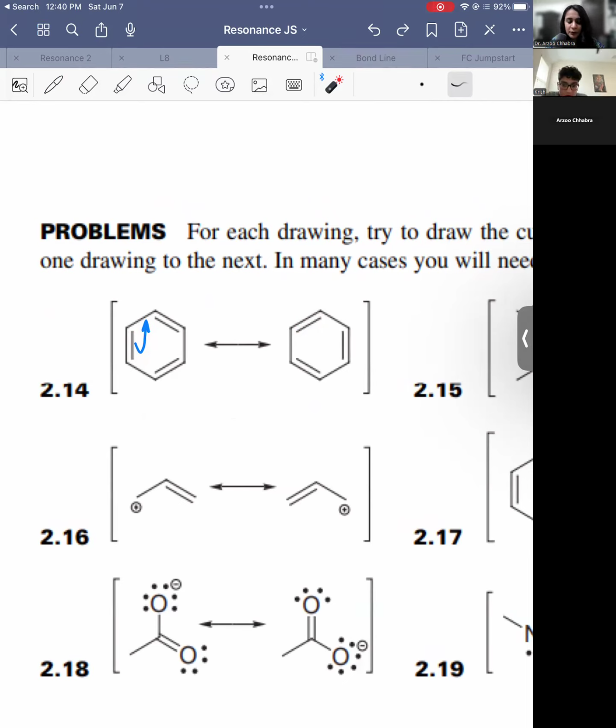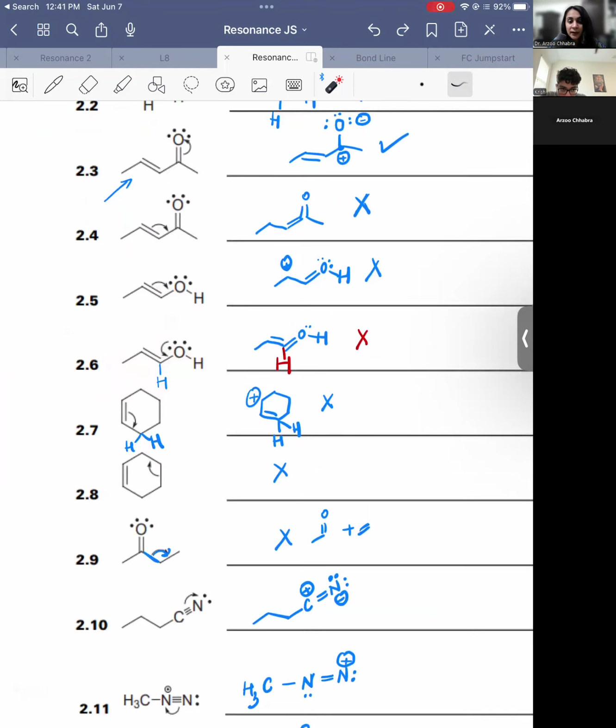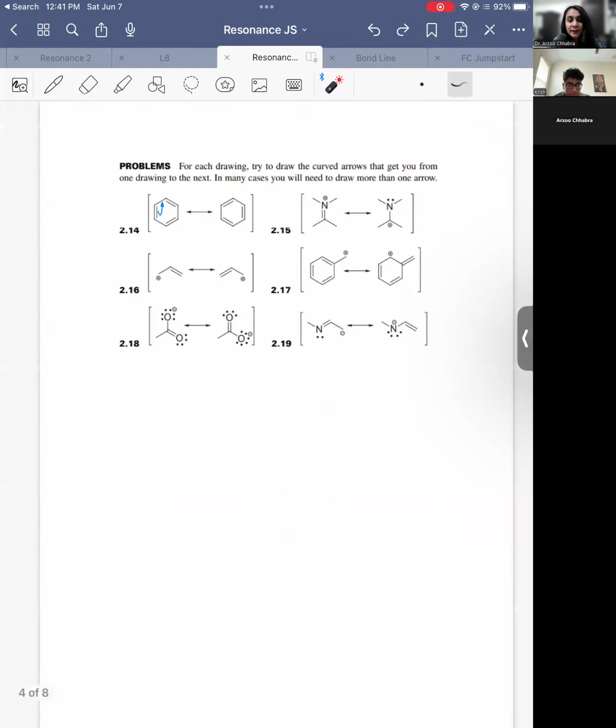Well, they just want you to go from this structure to that structure, not necessarily clockwise or anti-clockwise. Like how we did here, right? Just draw the first structure, then draw the arrow. You will draw the second structure, which is the result of the movement of electrons represented by this arrow. So whatever the arrow is showing is what the next structure will be written as.